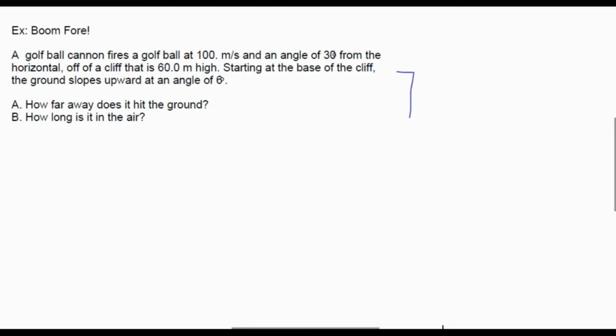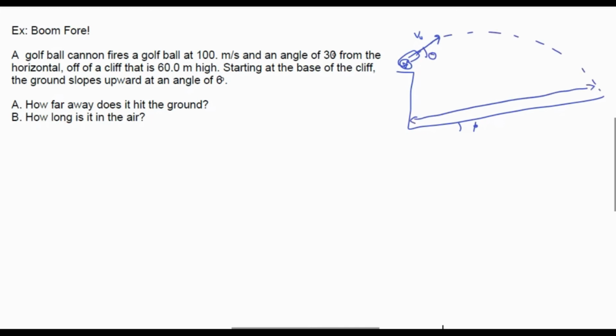This next problem is one of those ones where you would be asked to write the equations but not solve them. A golf ball cannon fires a ball from a cliff but up a slope. The question is, how far away does it hit the ground and how long is it in the air? Or more precisely, what equations would allow us to figure that out if we solved them? We can of course start by finding our vector components.